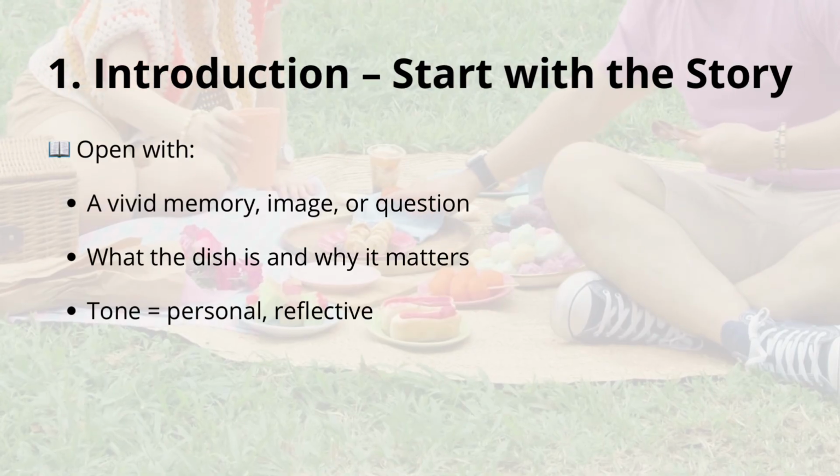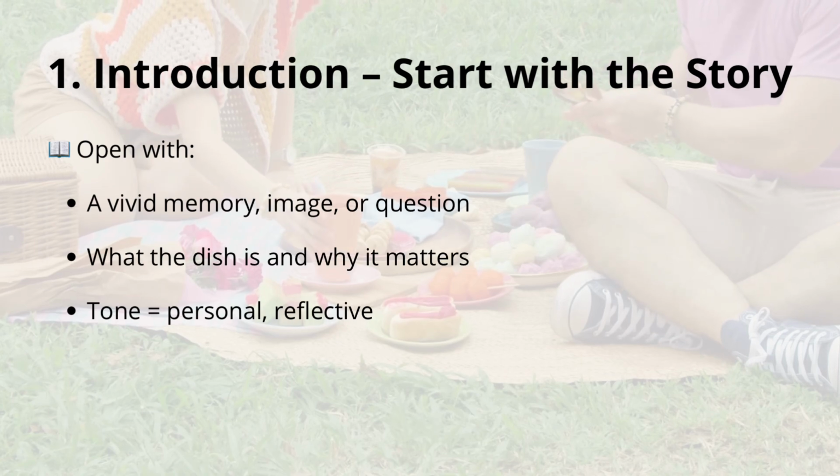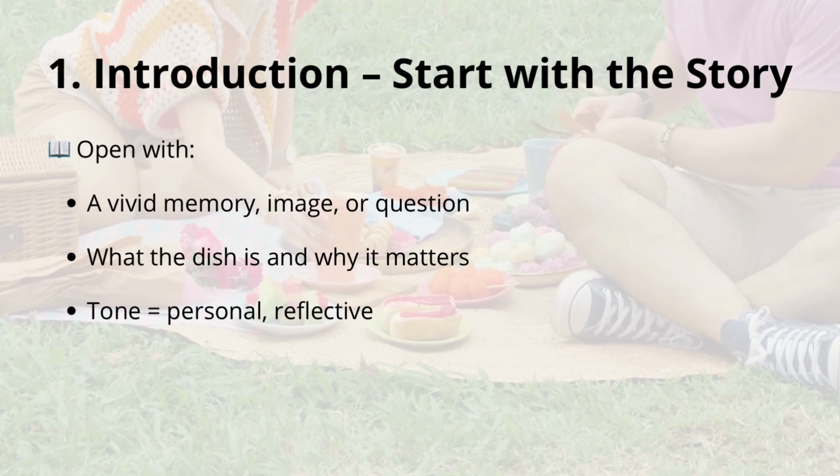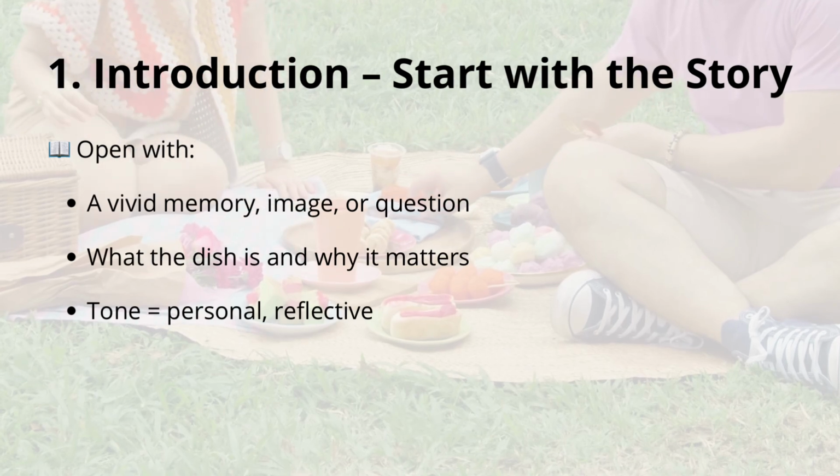First, start with a strong image or moment. What does this dish feel like to you? Introduce the food and its emotional or cultural importance. Set the stage for a personal story about more than just ingredients.